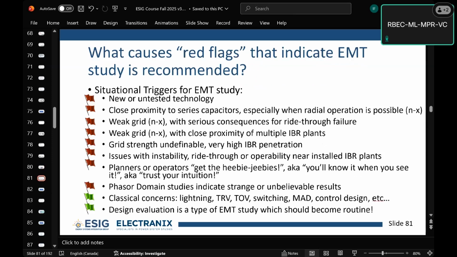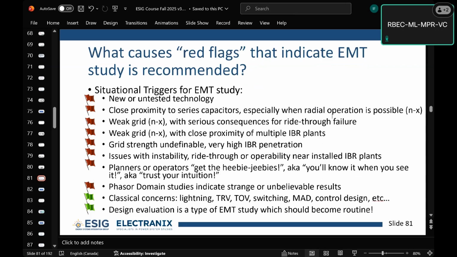that technology will work. If you have close proximity to series capacitors, especially when radial operation is possible, that's a guaranteed EMT study. That's not an optional EMT study. Most IBR plants, when they're connected radially to a series capacitor, will be unstable. Okay, so you really need to study that and avoid it.